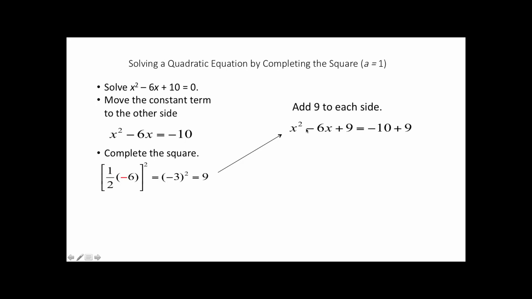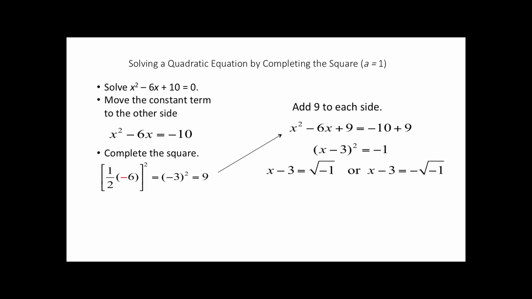And the trinomial, let's factor it into a perfect square. Which perfect square? x minus 3 squared. And minus 10 plus 9 is negative 1. And now use the square root property again. Square root of both sides. So you get plus or minus the square root of negative 1.